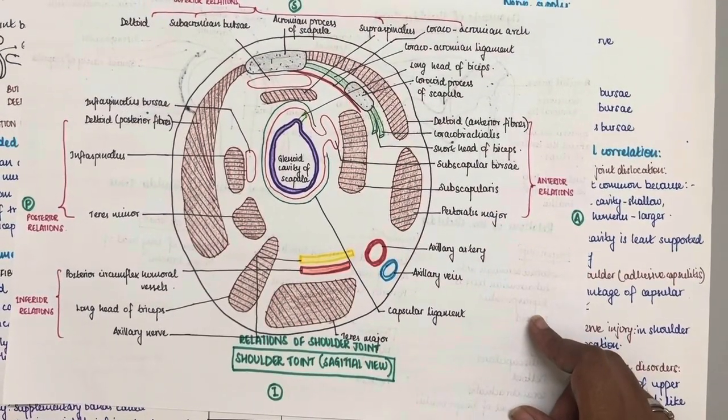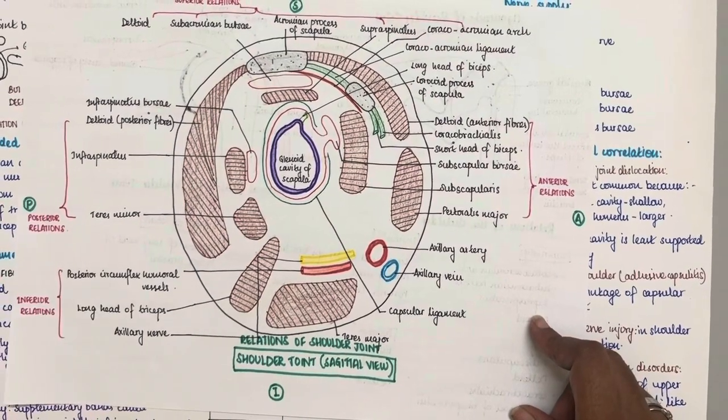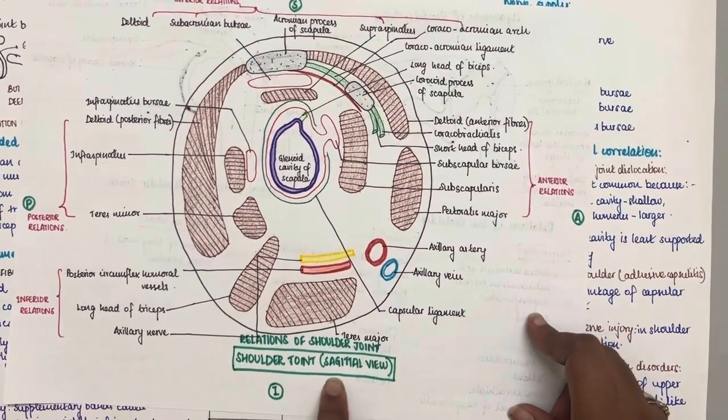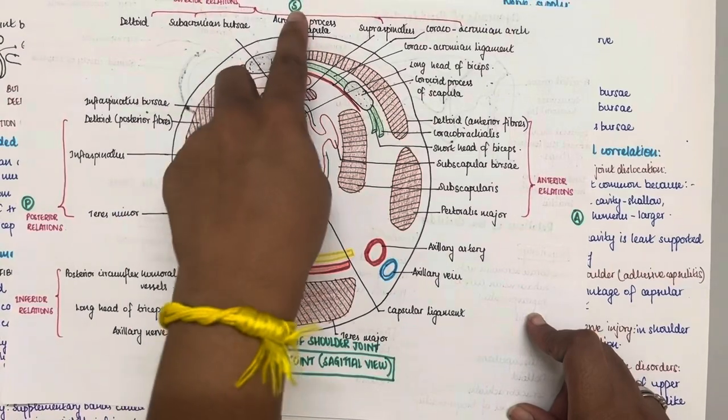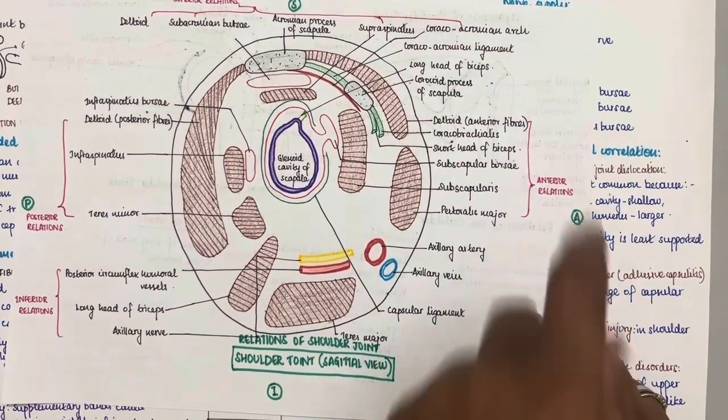Next, let us see the relations of the shoulder joint. Before knowing the relation, let me orient you to this picture. This is the sagittal section of the shoulder joint. This is the superior part, this is posterior part, this is inferior part, and this is anterior part.